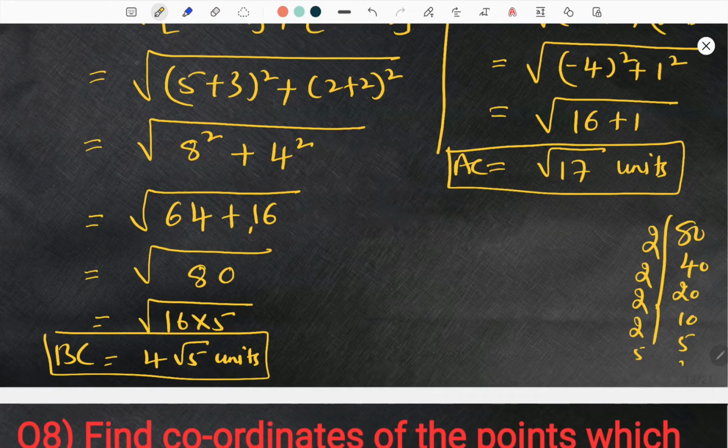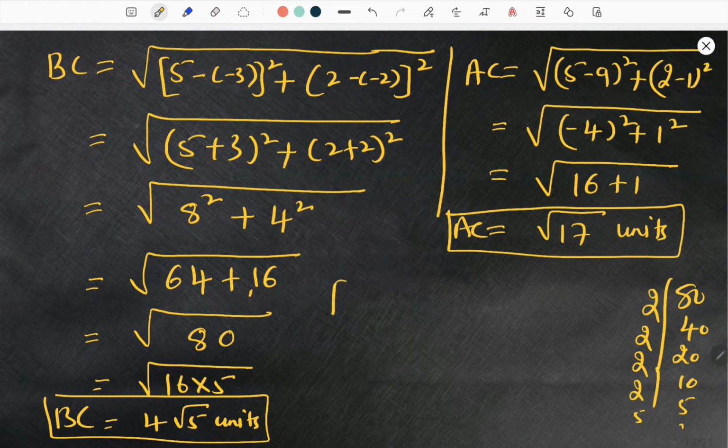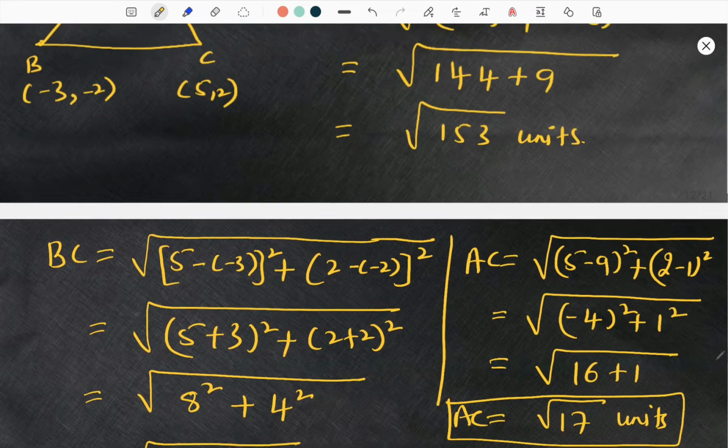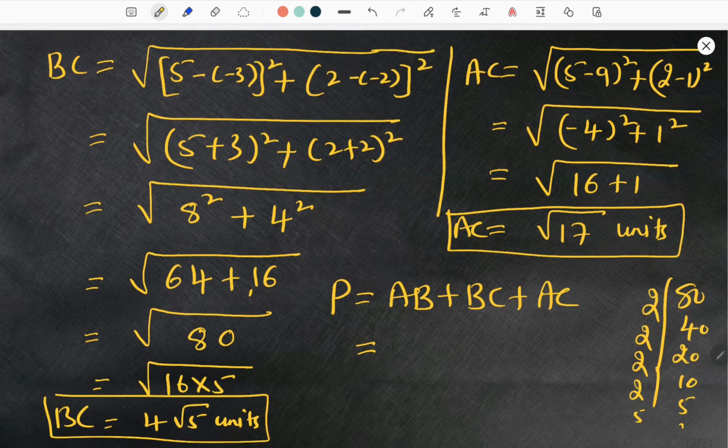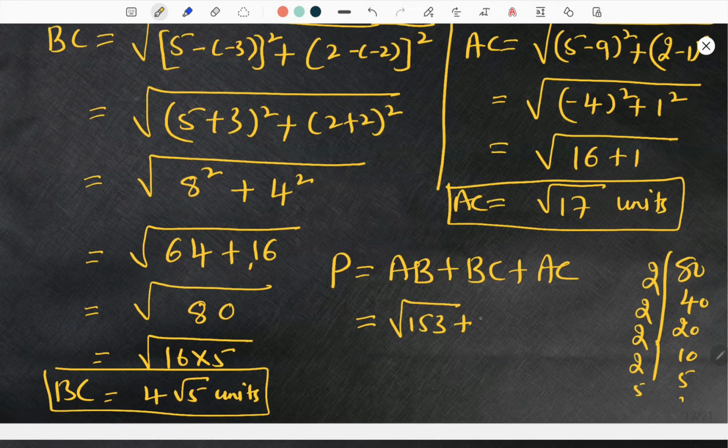Now we want to find out the perimeter. So perimeter is equal to AB plus BC plus AC. What is AB? I have calculated AB, that is under root 153, plus BC is 4 root 5, plus AC is under root 17.